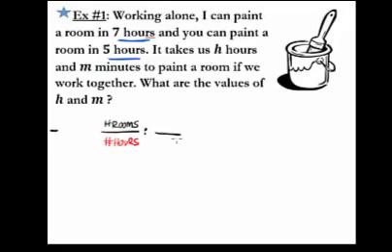And now let's model my work and let's model your work. So I can paint one room in 7 hours, and you can paint one room in 5 hours. And the question is, how long would it take us? Well, the number of hours is in the numerator or the denominator position.